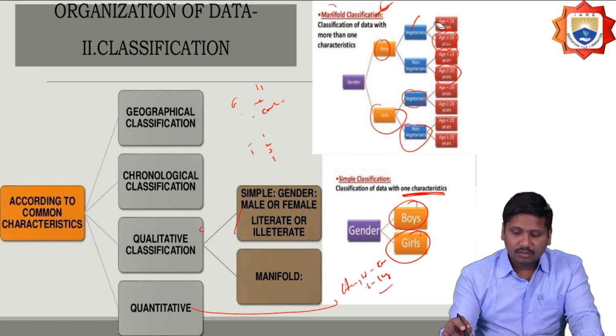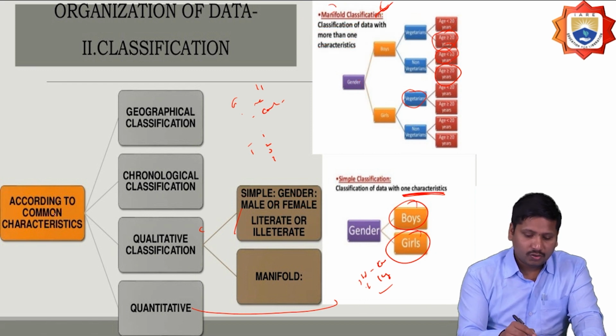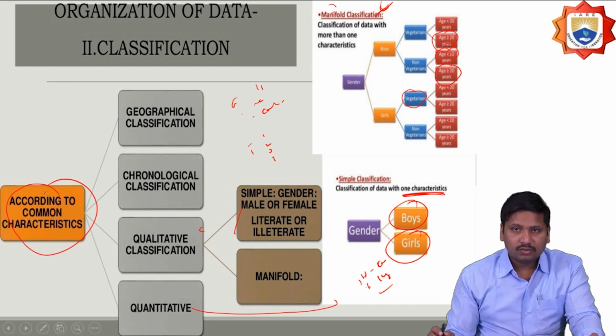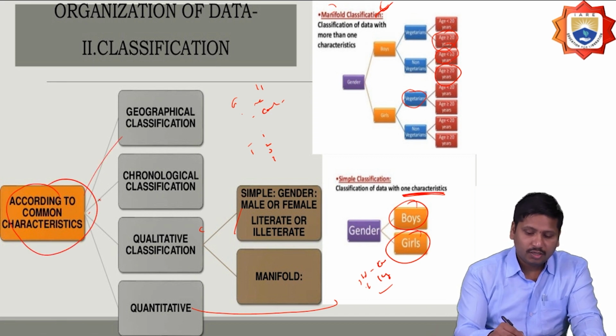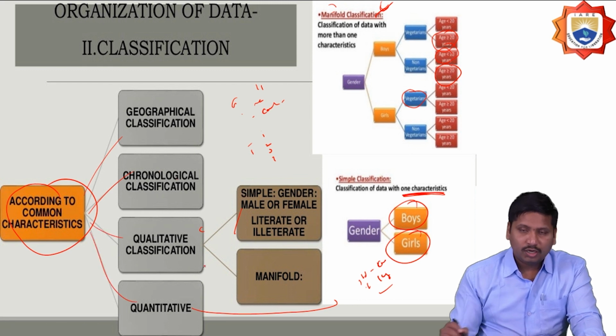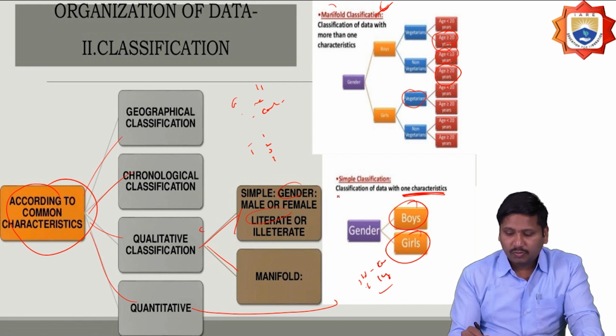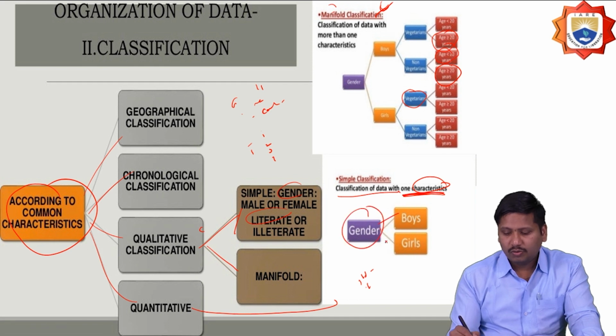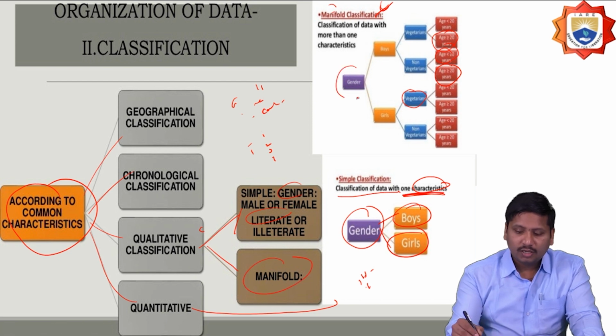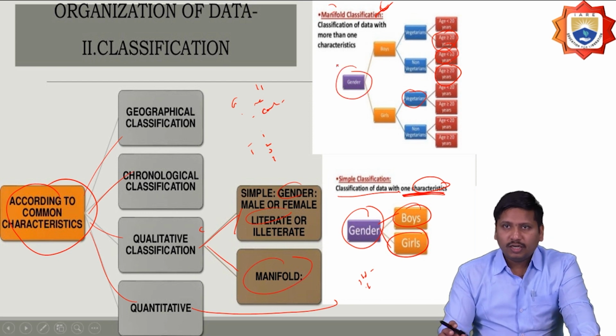If I'm going to take the classification based on the characteristics, it is classified into different types like geographical, chronological, qualitative and quantitative. Qualitative is again of two types. Simple classification means, for example, gender: male, female, or literate, illiterate, where the classification of the data is done based on one characteristic. If we take gender, only two characteristics come: boys and girls. That's it. And manifold means where the attribute is further divided into different subcategories and sublevels.